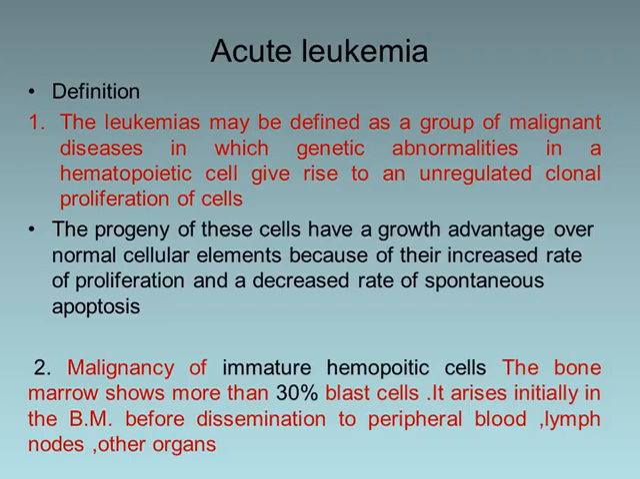Another feature is that it is a malignancy of immature hemopoietic cells. The bone marrow shows more than 30% blast cells. It arises initially in the bone marrow before dissemination to peripheral blood, lymph nodes, and other organs.